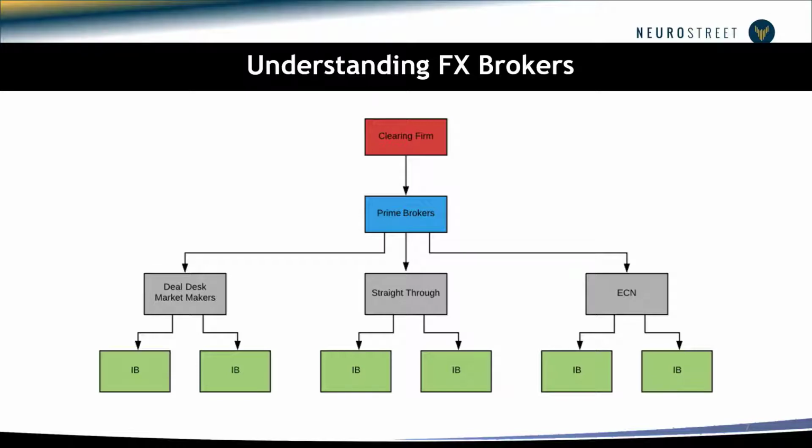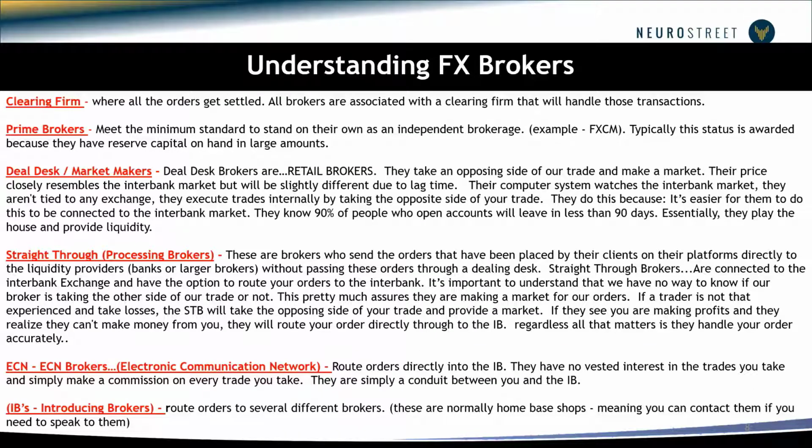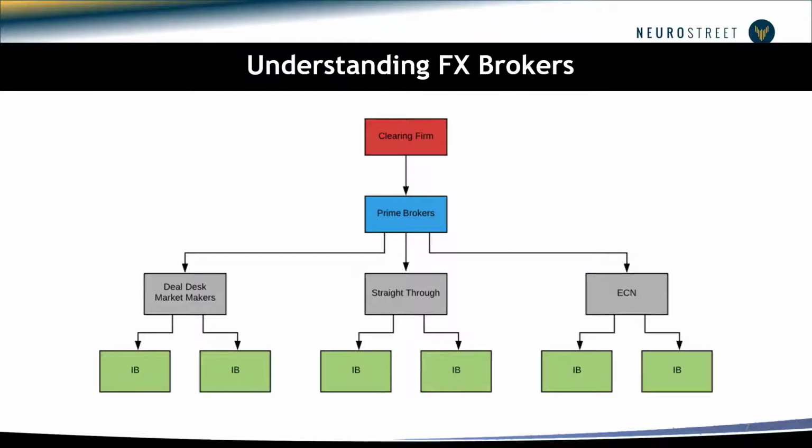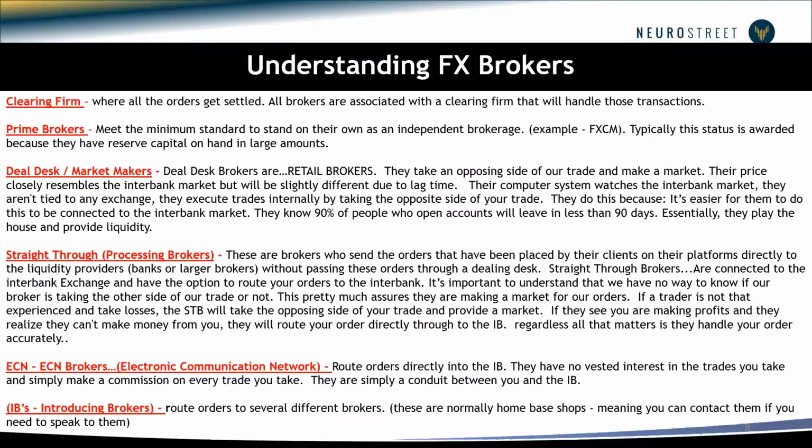Okay, so just reference this picture here. Take a screenshot of this as I go to the next slide, where we're going to talk about the breakdown. So a clearing firm is where all the orders get settled. All brokers are associated with a clearing firm that will handle those transactions. Prime brokers: as we go down, the clearing firm is at the top, and the next step down is the prime broker. The prime broker will meet the minimum standard to stand on their own as an independent brokerage. A good example would be FXCM, and the reason for this is FXCM is a prime broker.